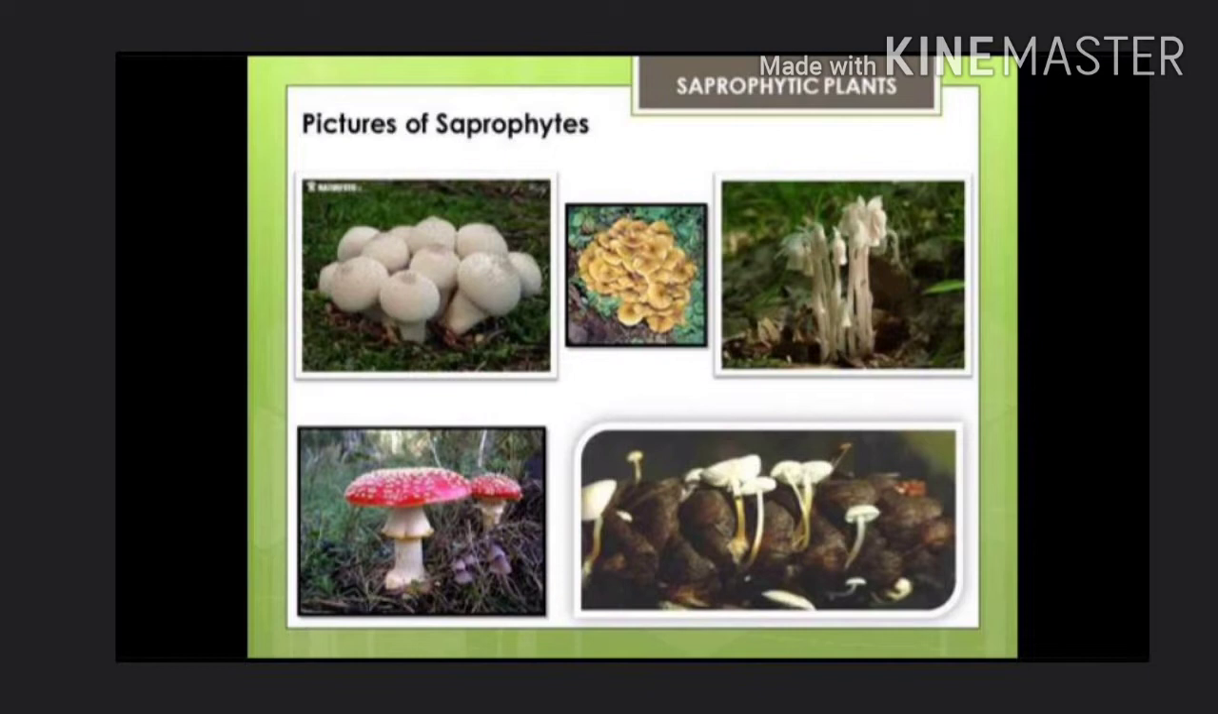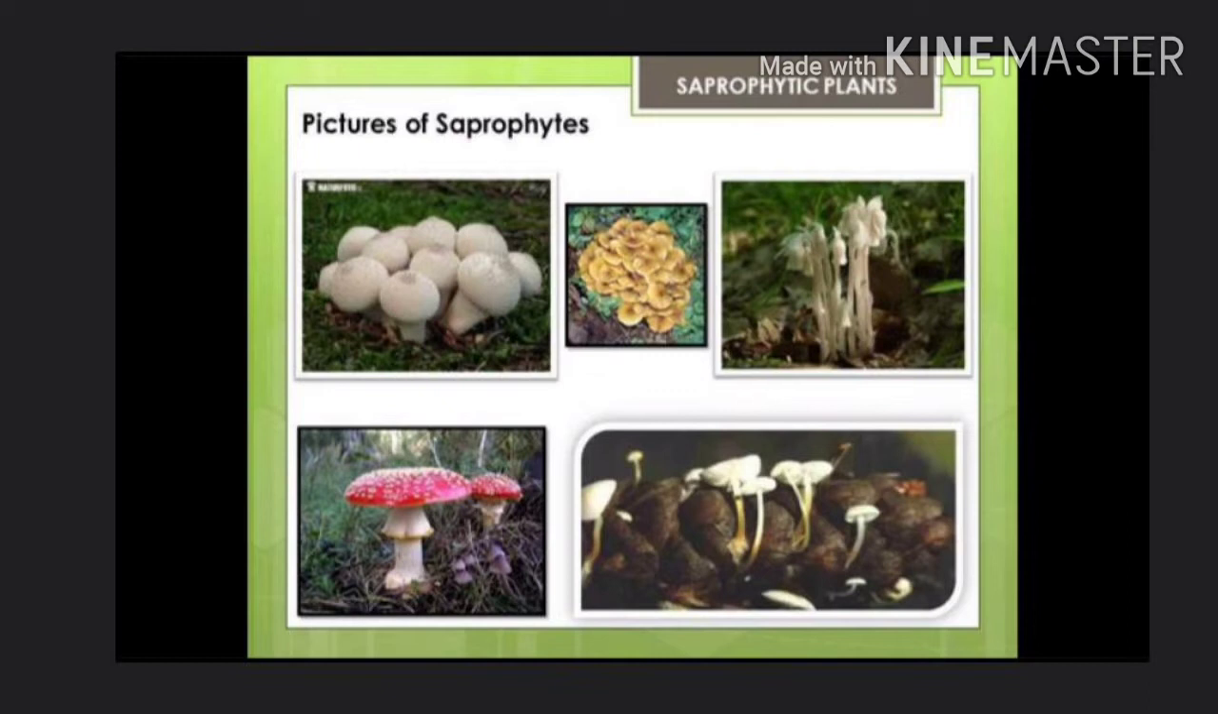Here you can see some pictures of certain saprophytes. The first one is mushrooms, all of you know. Then the last one is called bread mold, which occurs on bread. It's a magnified view of that. Then the red one is another type of mushroom that is found. So all of these are certain fungi that can be seen.